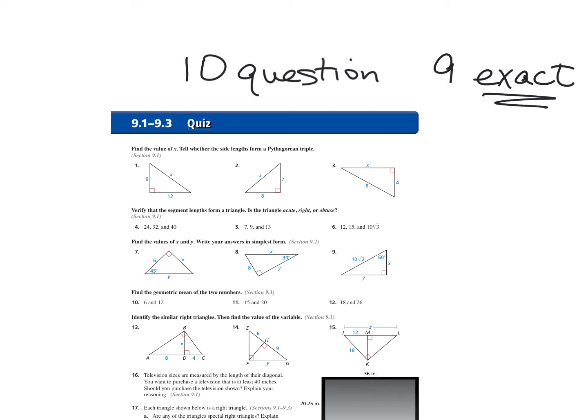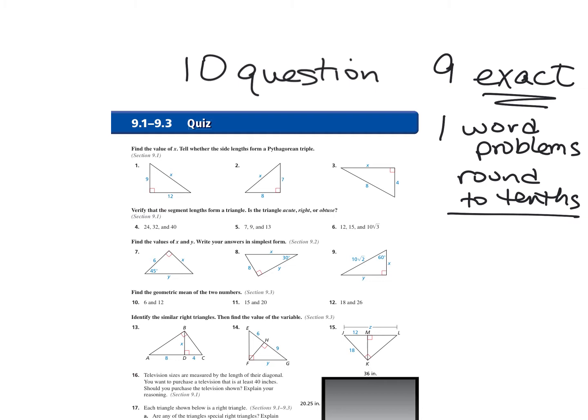Then you will have one word problem. And in the instructions, it will tell you, round your answer to the tens place. That's the only question that you should be using your calculator for to get to the tens place. The other ones, you're going to have to break it down and leave them in simplest radical form.